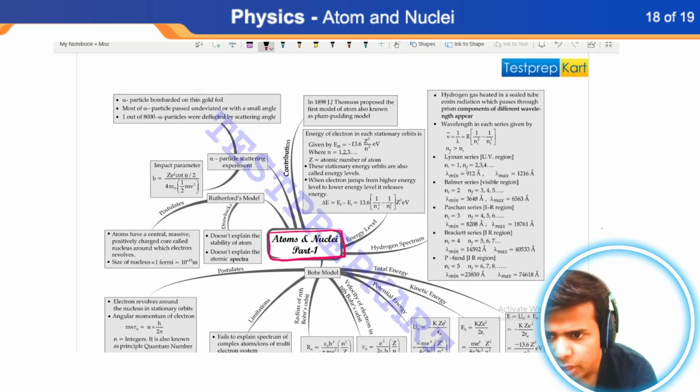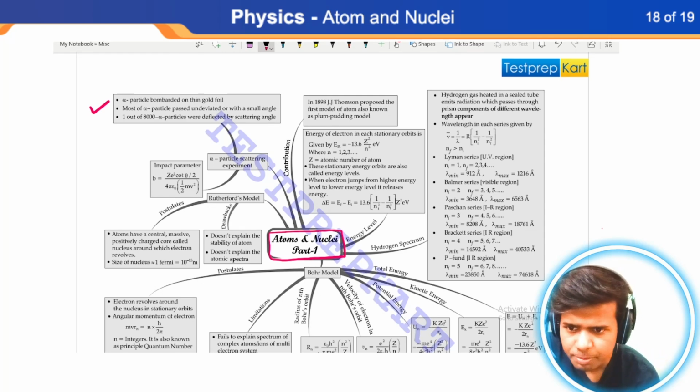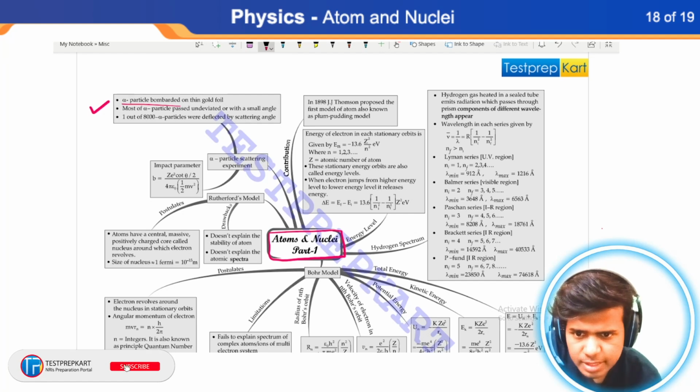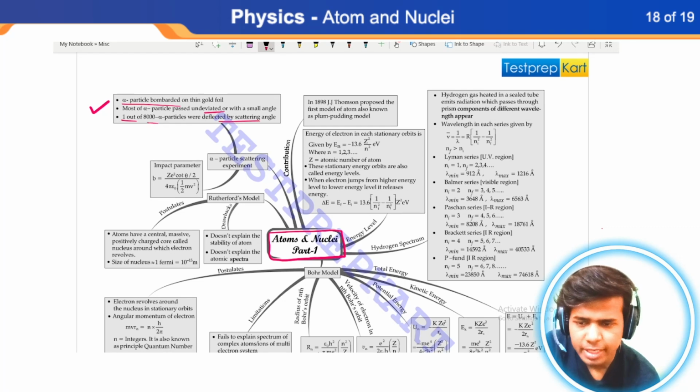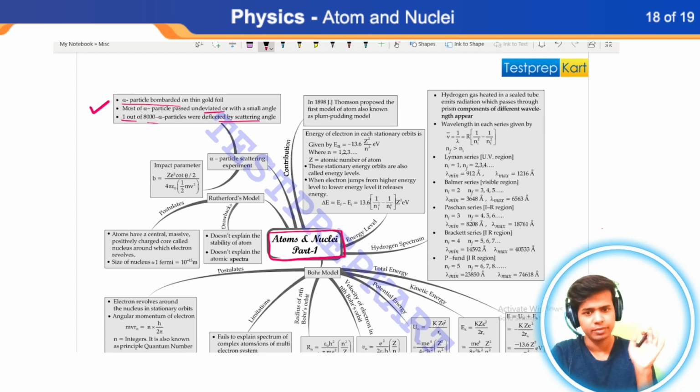See, this was Rutherford's alpha particle scattering experiment. Alpha particle bombarded on the gold foil. Most of the alpha particles pass undeviated. Yes, one out of 8,000 alpha particles get deflected slightly. It means like 7,999 alpha particles pass straight away.